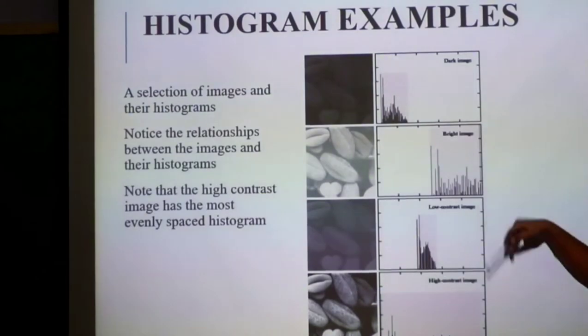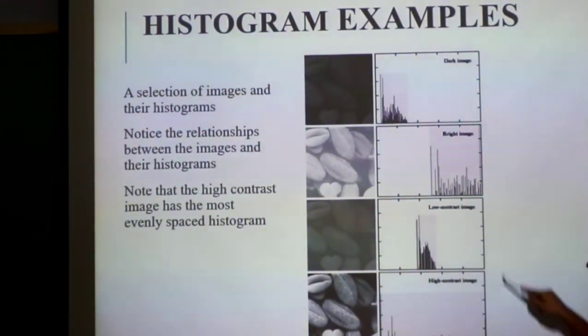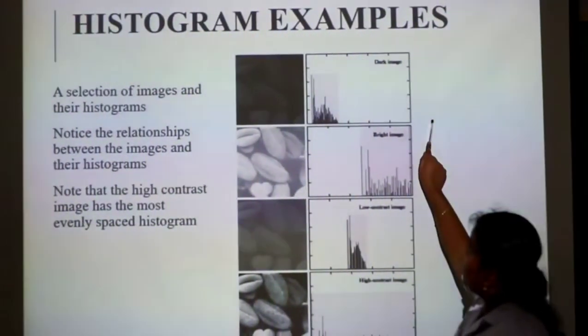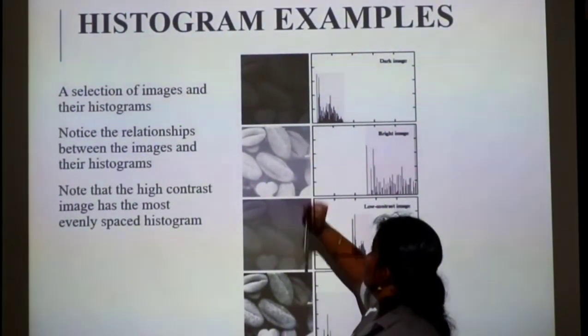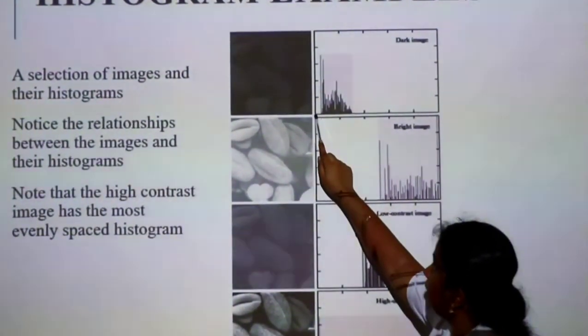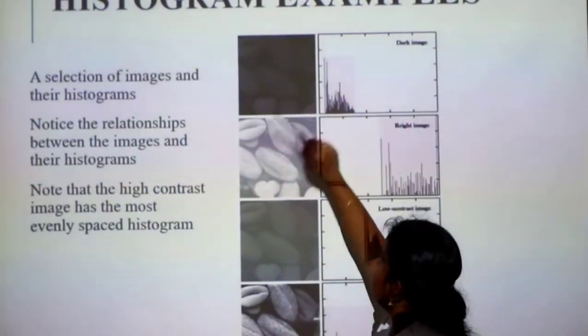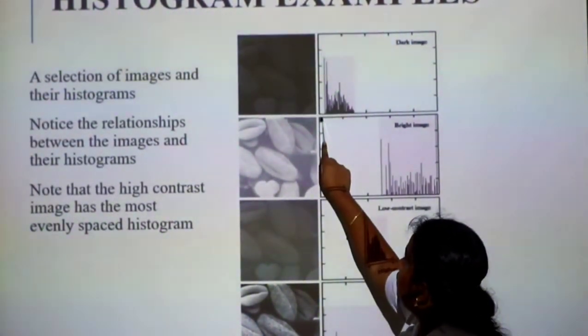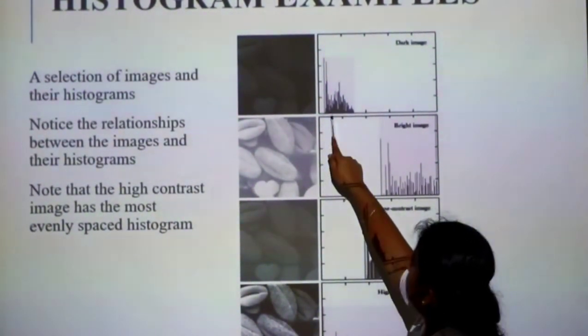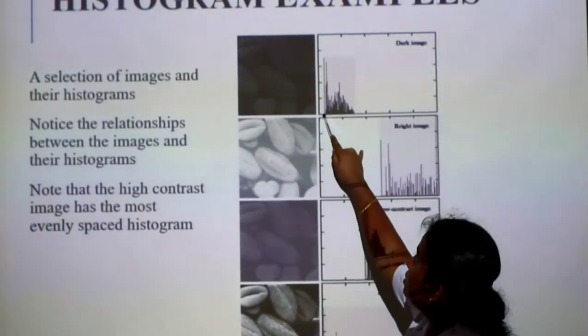Consider the 4 types of image. The first is the dark image, next the bright image, the low contrast image, and the high contrast image. In a dark image, the black pixel values are high. On the x-axis we represent gray level values, and on the y-axis the number of pixels. A gray level value of 0 means black, so black is represented by 0.